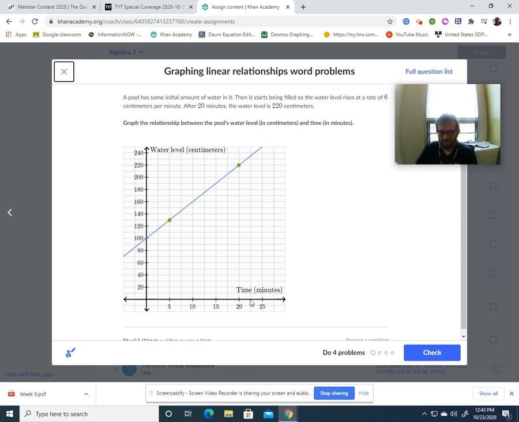Well, I don't have an individual time here. These are multiples of 5. So that would mean that in 5 minutes, it would increase 30. So if it's at 220, then at 15, it would have to be, we just said 5 times 6 is 30. It would have to be 30 less than that. Well, 30 less than that would be at 190.